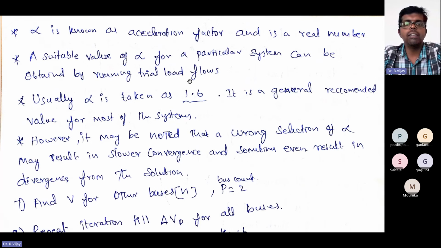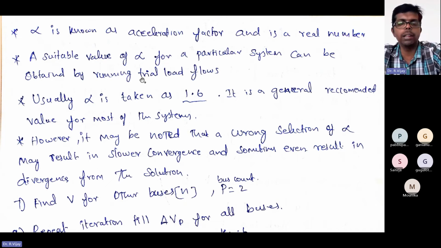What is alpha? Alpha is the acceleration factor and it is a real number. A suitable value of alpha for a particular system can be obtained by running the trial and error method. So, for example, in power systems, sometimes we go for the substitution method or trial and error method.